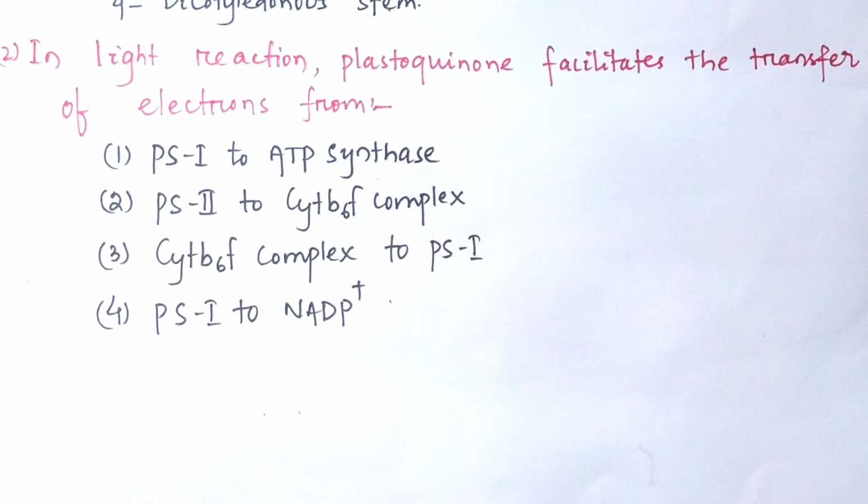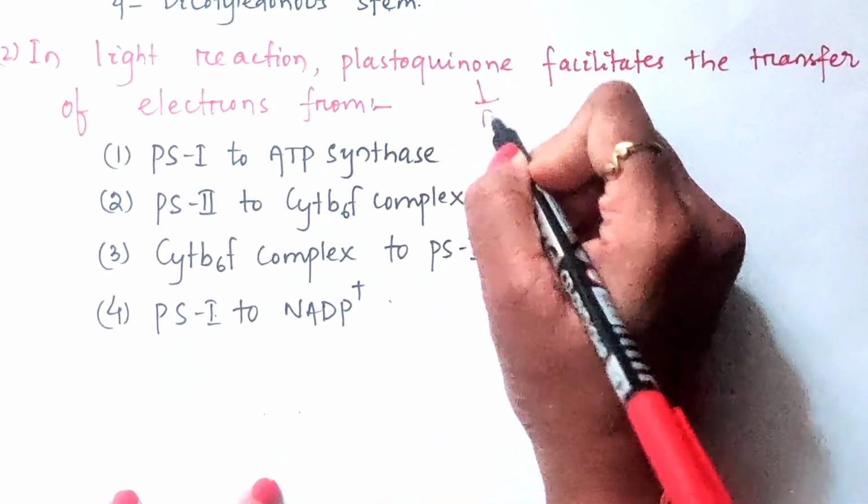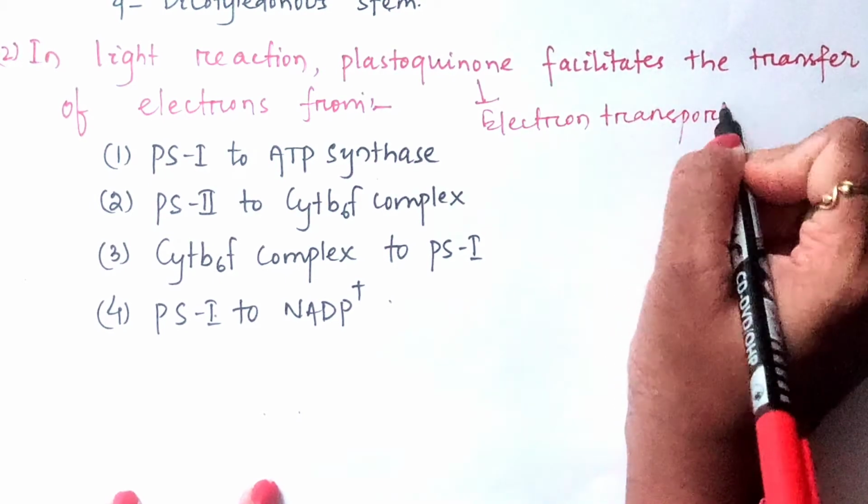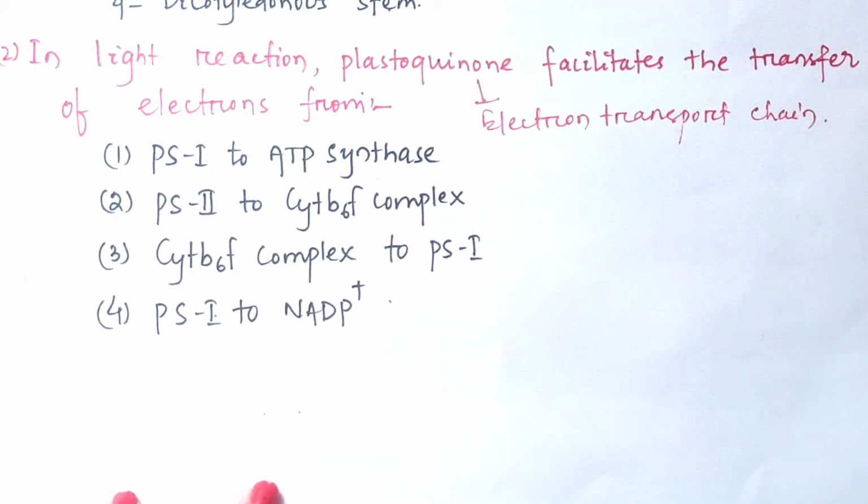The next question is, in light reaction, plastoquinone facilitates the transfer of electrons from. So plastoquinone is an isoprenoid quinone molecule involved in electron transport chain in the light reaction. So it helps in passage of electron from PS2 or photosystem 2 to cytochrome B6F complex. So the correct answer is PS2 to cytochrome B6F complex.